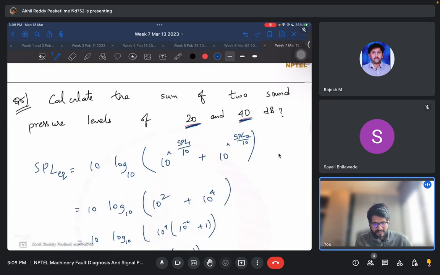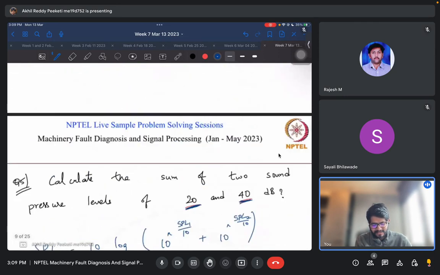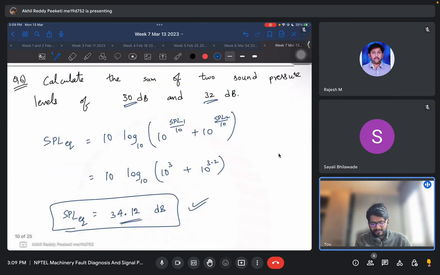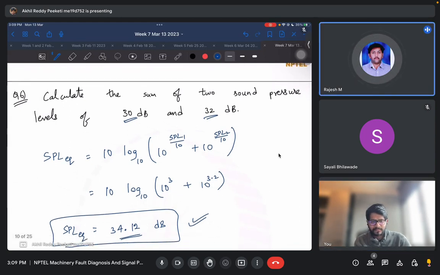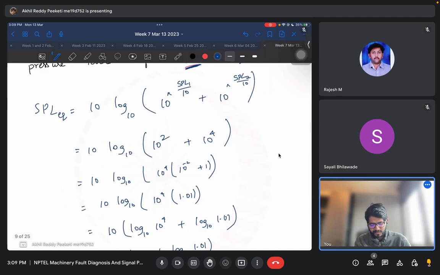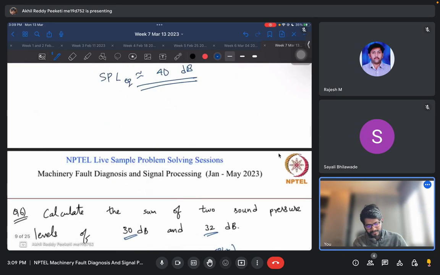Like in this case 20 and 40, they are a little far apart, so the final equivalent is also close to 40, and when they are the same, it increases by 3 decibels, and when they are close, if you see 30 and 32, 34.12 is 2.1 greater than 32, so it's not as high as a 3 decibel change, but it's very close. Yeah, exactly. So you can see that in the equivalent numbers also.